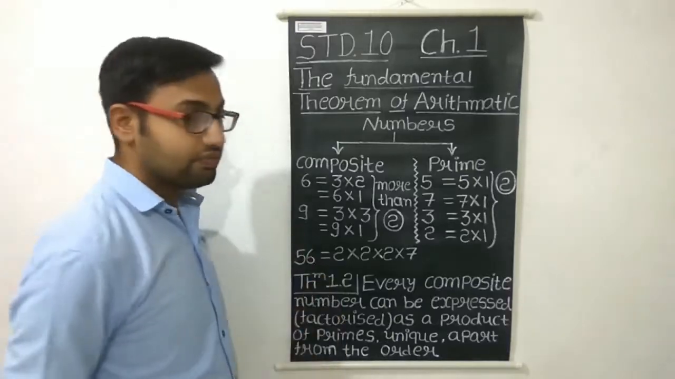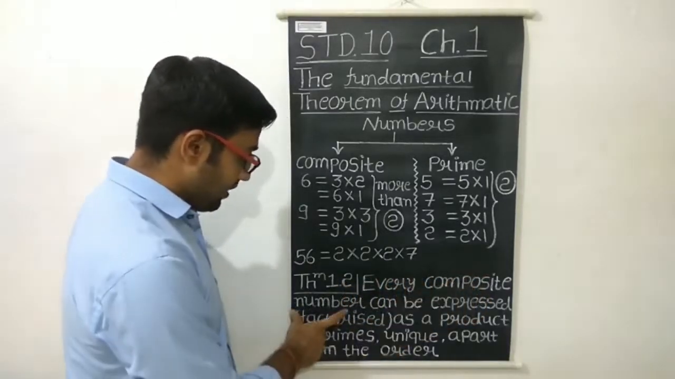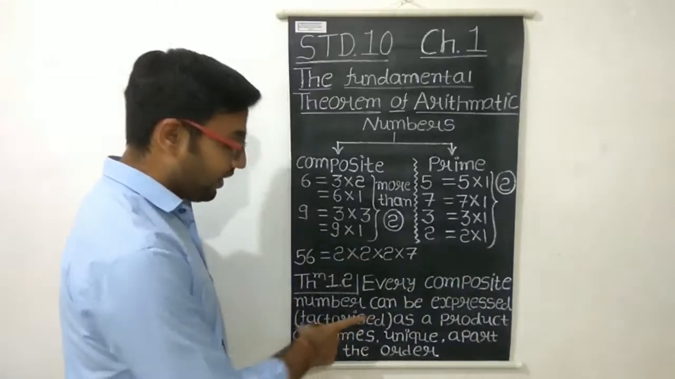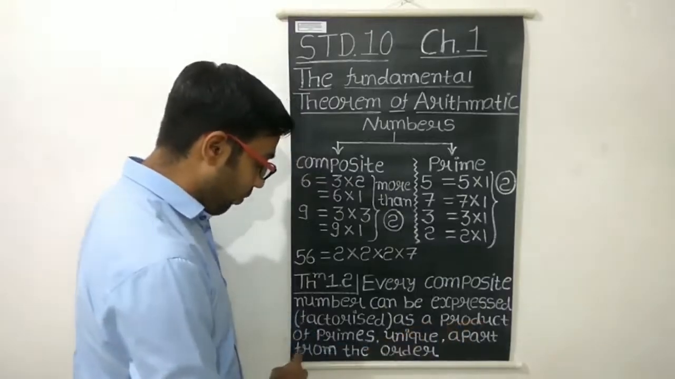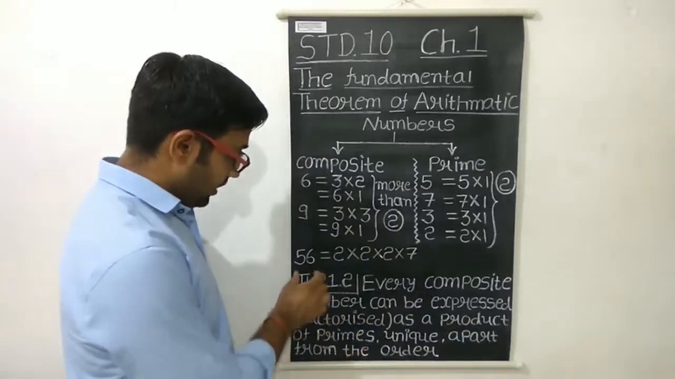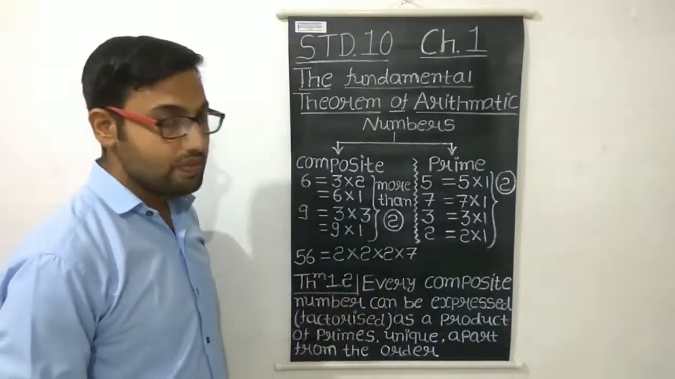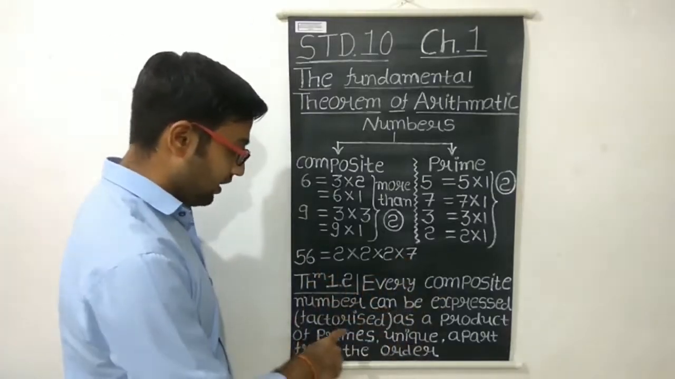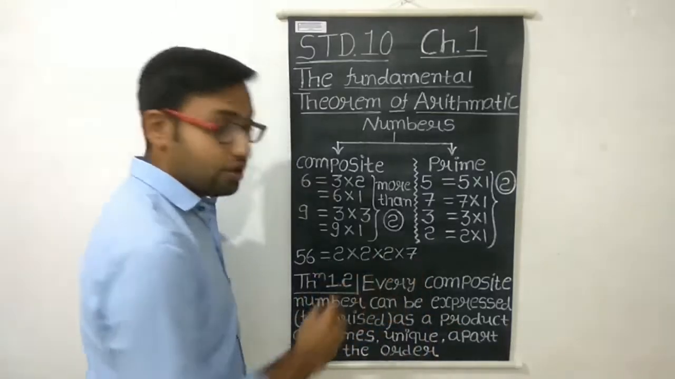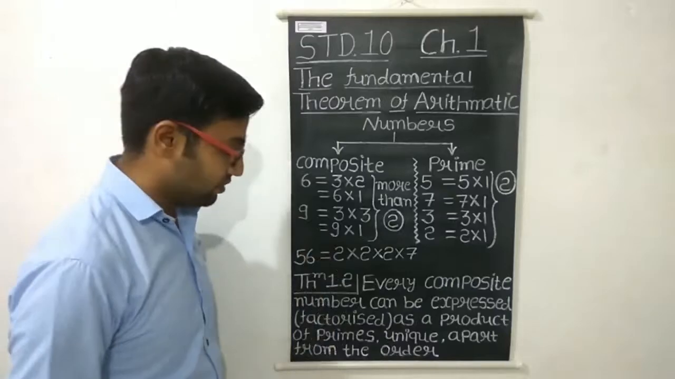Now we will see the statement that is also called theorem 1.2. Every composite number can be expressed, in the sense can be factorized, as a product of primes, as a product of prime numbers. So here we have seen that 56 is a composite number because it has more than two factors, and it can be expressed or factorized as a product of primes. So this is the product of the prime numbers. All the numbers are prime and all the numbers are in the product.